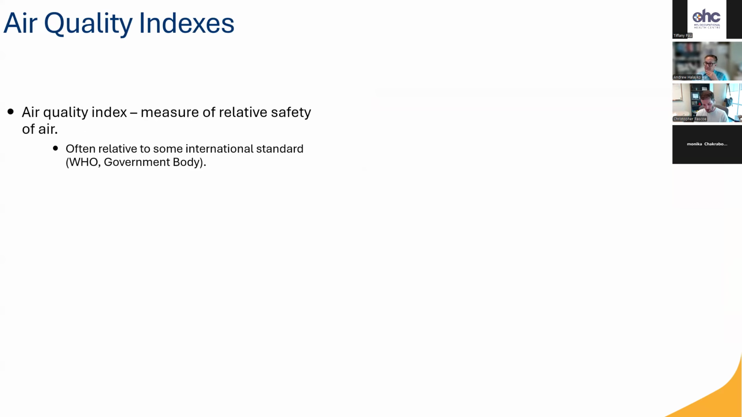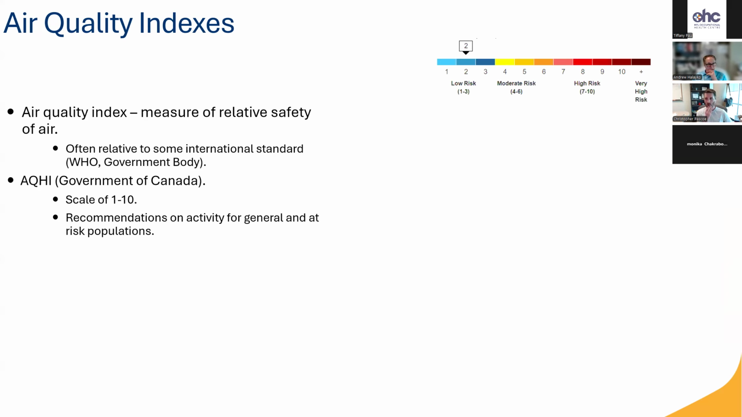The way we monitor these things and try to convey the relative safety of the air you're breathing is through air quality indices. Often these are relative to some international standard, either the WHO or a government body. In Canada, the one we have access to across the country is the AQHI, the Air Quality Health Index. It's from the Government of Canada.